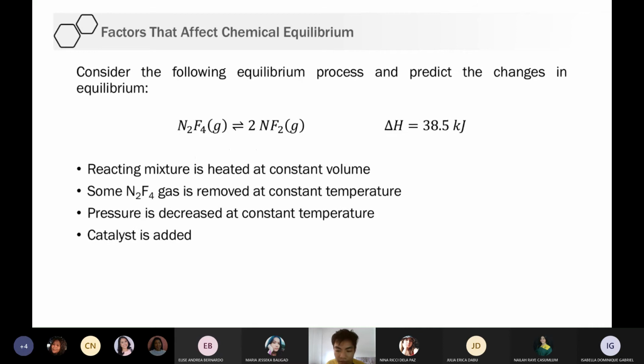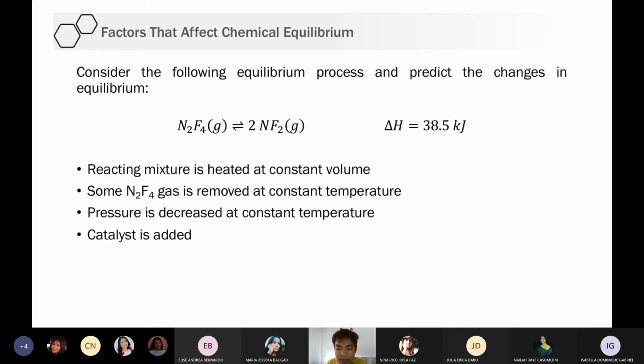Now consider the following equilibrium process and predict the changes in equilibrium. So let us tell whether it is going to the right or to the left when these changes occur to our systems. Number one, the reacting mixture is heated at a constant volume. So heated, ibig sabihin increase in temperature.